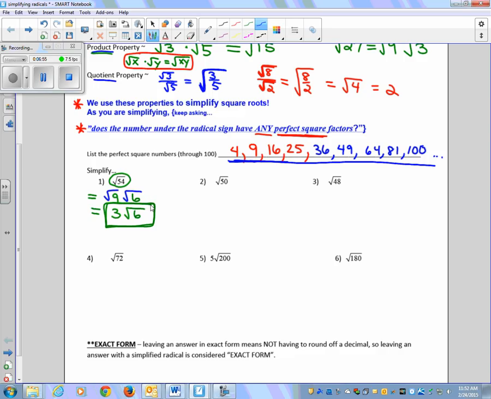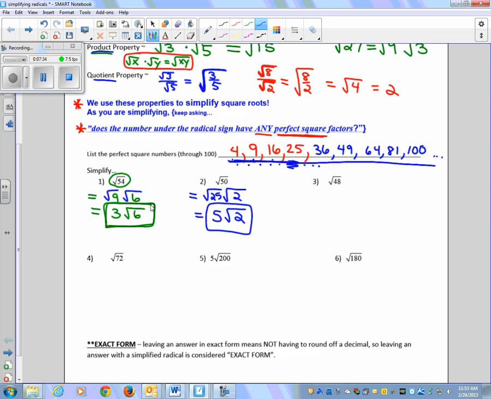Let's try number 2. Again, asking ourselves, is there a perfect square number from this list that goes into 50? Well, 4 doesn't, 9 doesn't. You want the biggest one possible too. So 25 does go into 50 2 times. 25 is a perfect square, so the square root of 50 equals the square root of 25 times the square root of 2, and the square root of 25 can be simplified as just 5. And then the square root of 2 stays the square root of 2.